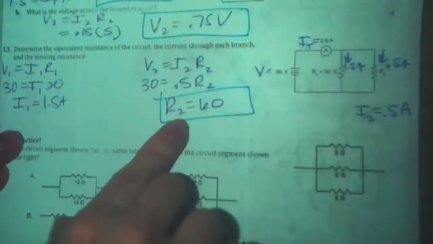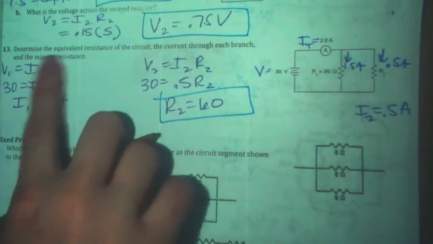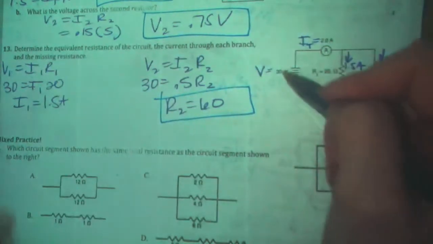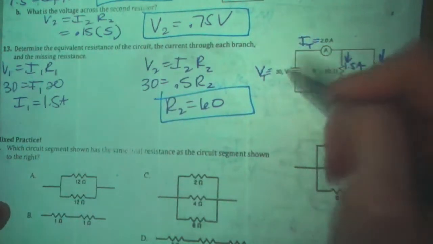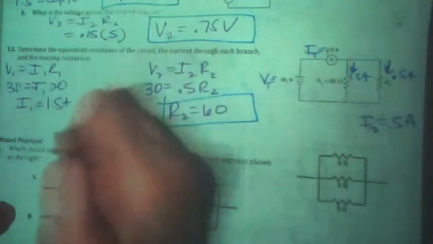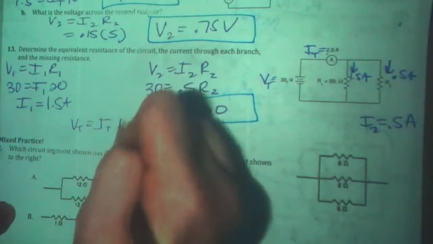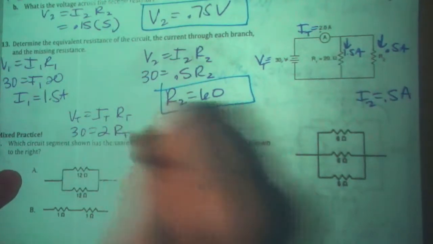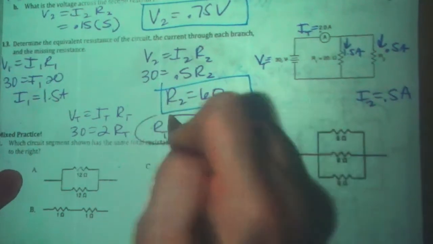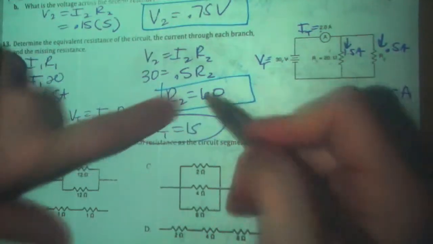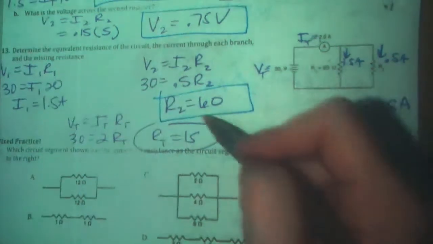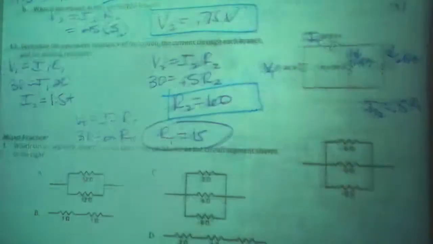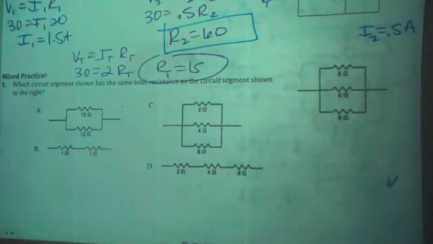That was the main thing I'm asking for, but I also asked for equivalent resistance. So equivalent resistance is easy. If you know total voltage and total current, you can just use V total equals I total R total. Total voltage is 30, I total is 2, so that would give me total resistance of 15. Or you could have done 1 over 20 plus 1 over 60, 1 over that, to get the R total of 15. Which is the same resistance as the circuit shown.